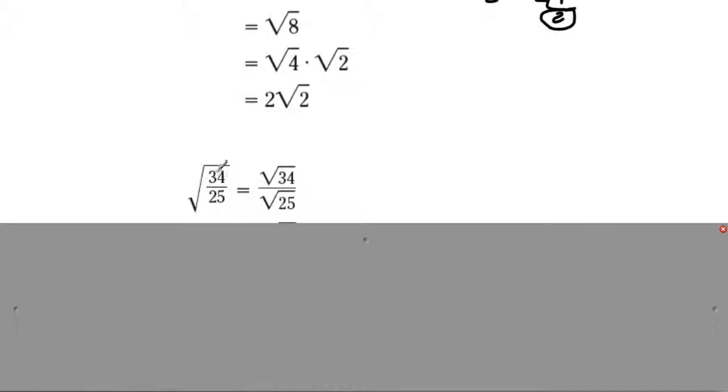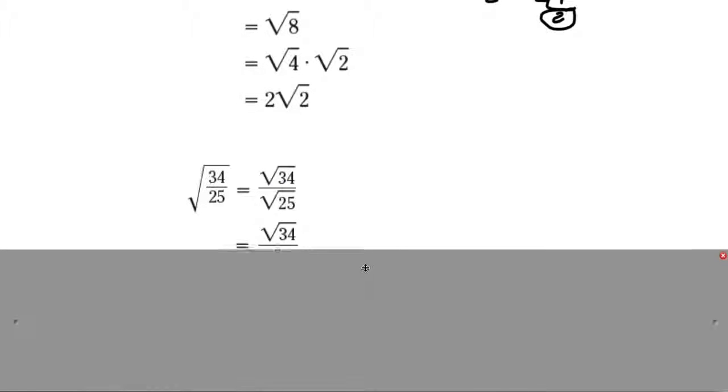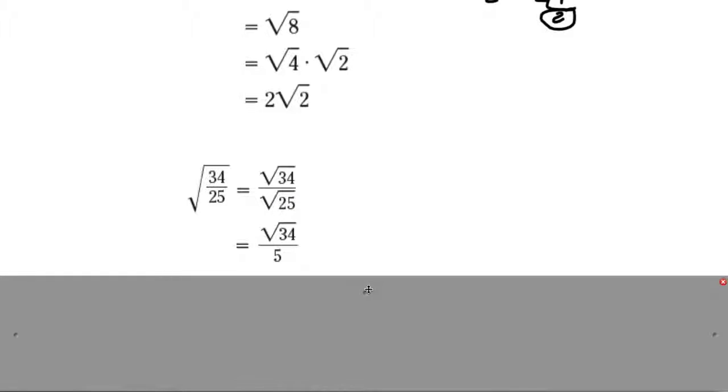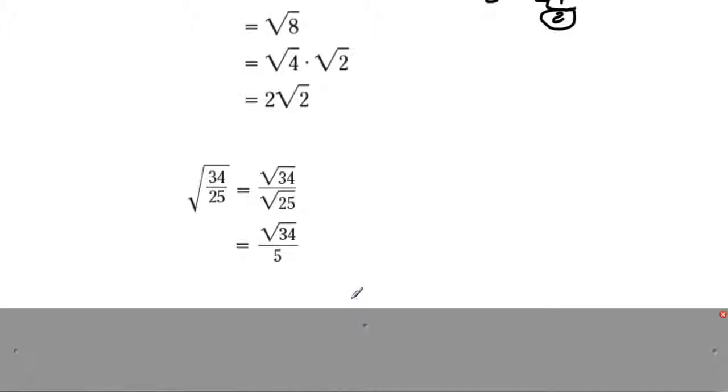So radical 34 over radical 25 becomes radical 34 over 5. 5 is the principal square root of radical 25. Okay, so 5 is the principal square root of 25, and that is the simplest form, without going into decimals, of course.